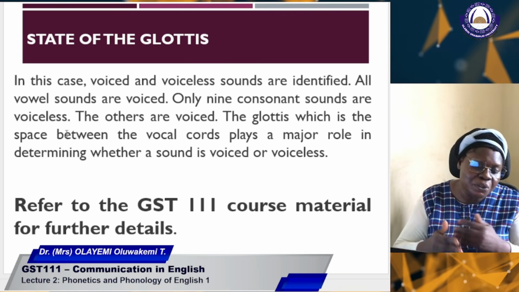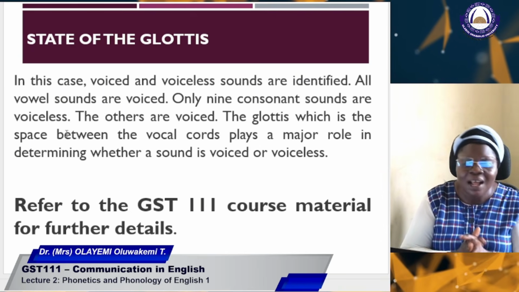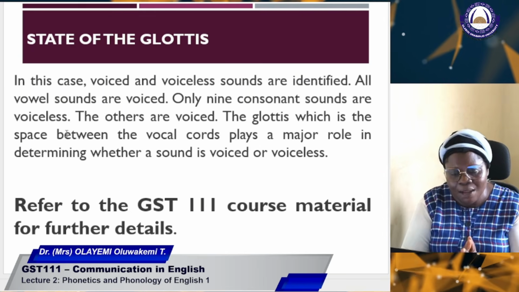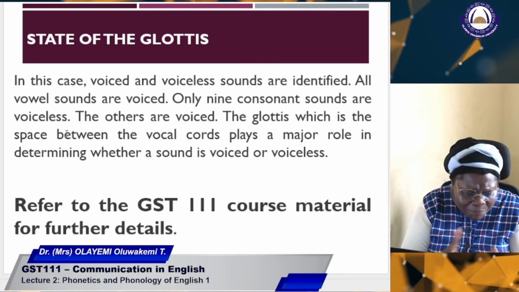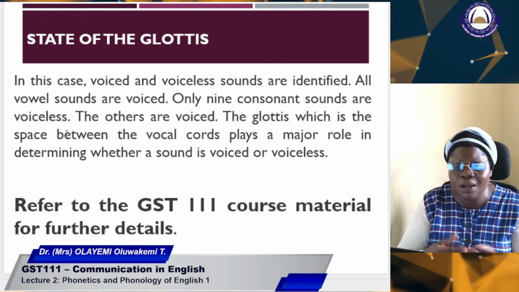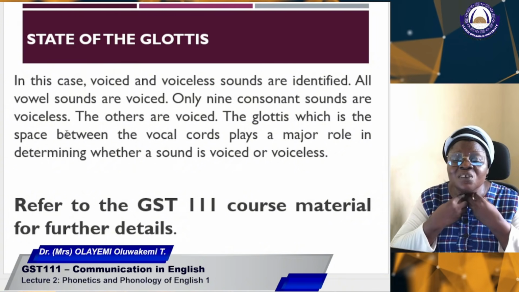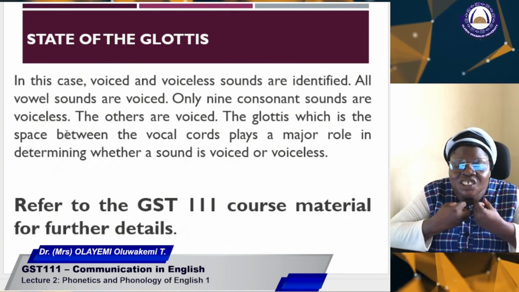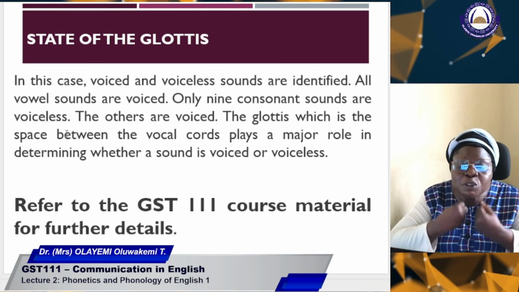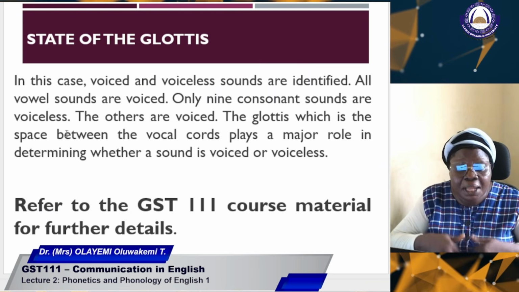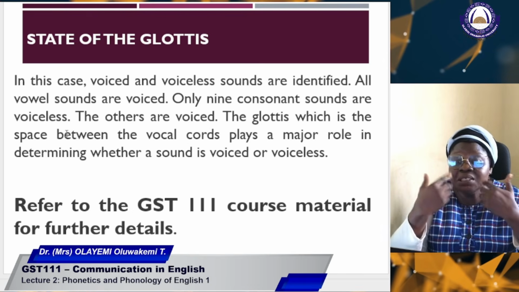So the sounds that are produced with the vibration of the vocal cords are called voiced sounds, while those that are produced without the vibration of the vocal cords are called voiceless sounds. And in voiceless sounds, what happens? The vocal cords contract, they shrink. So when they contract, the space between them is very wide, and so the air coming from the lungs just passes freely.